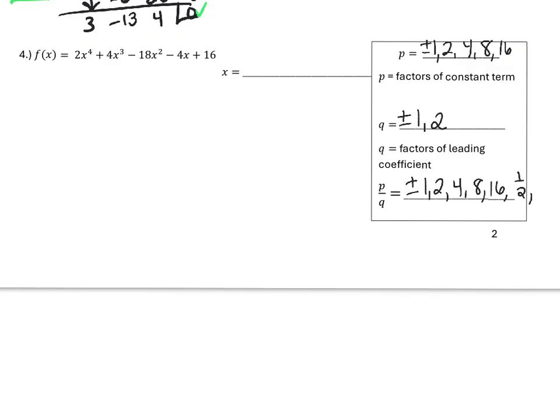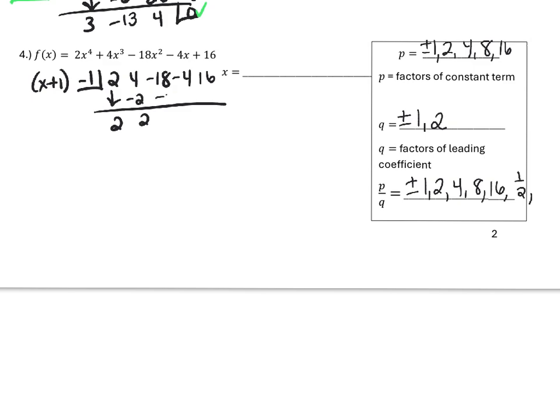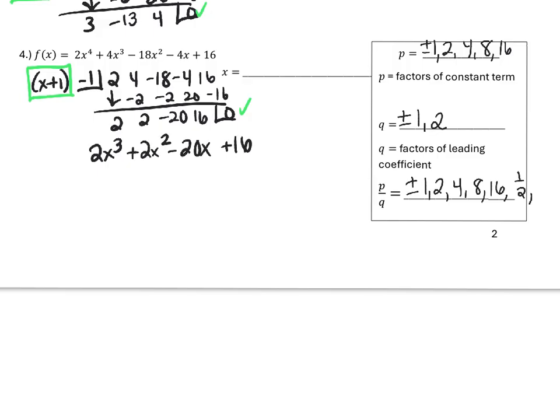Now we got to start testing. So let's do x plus 1. So this would be a -1, 2, 4, -18, -4, 16. So -2, -2, 16, -16. Okay, so that worked. Yay. Check. Yes. So now we've got this cubic, 2x to the 3rd plus 2x squared minus 20x plus 16. And we can't factor a cubic yet until we get to a quadratic where we can x method. So we have to keep testing.